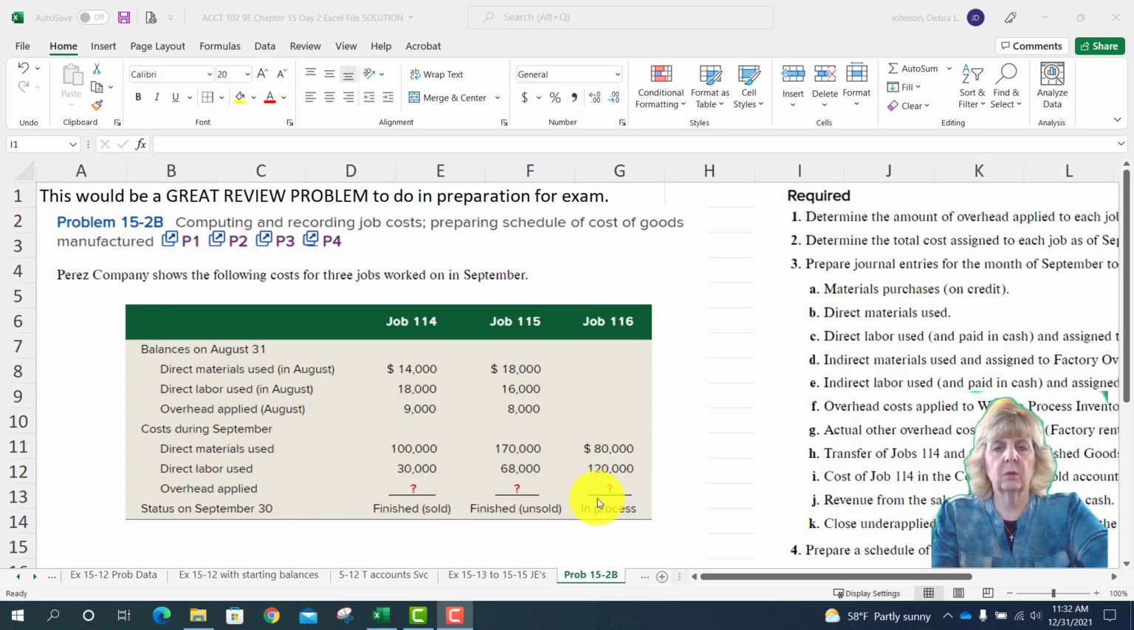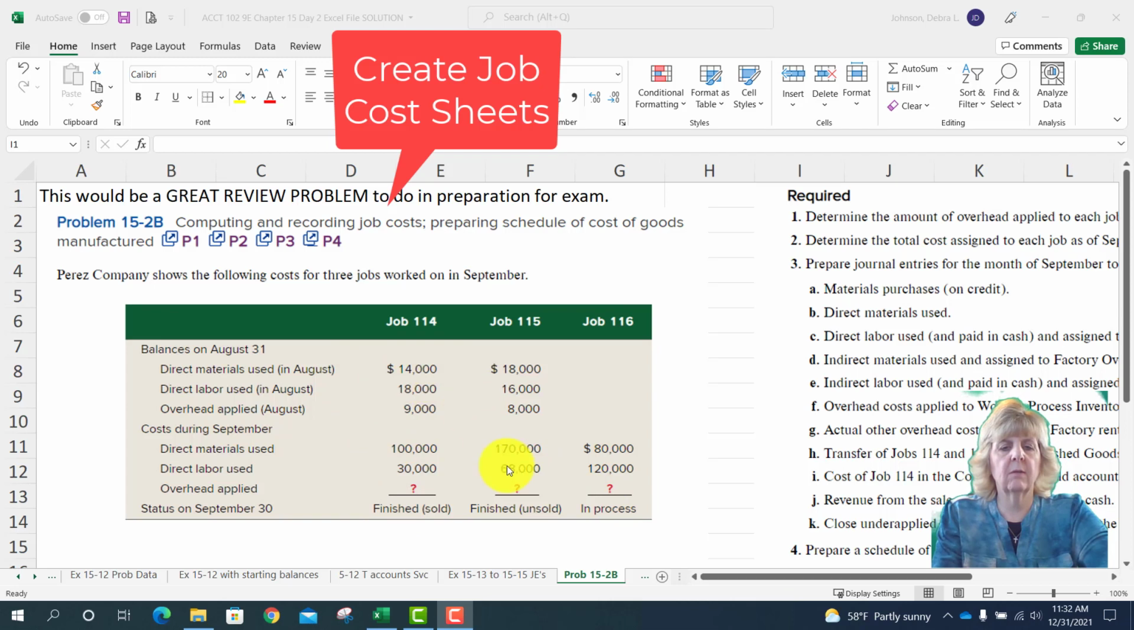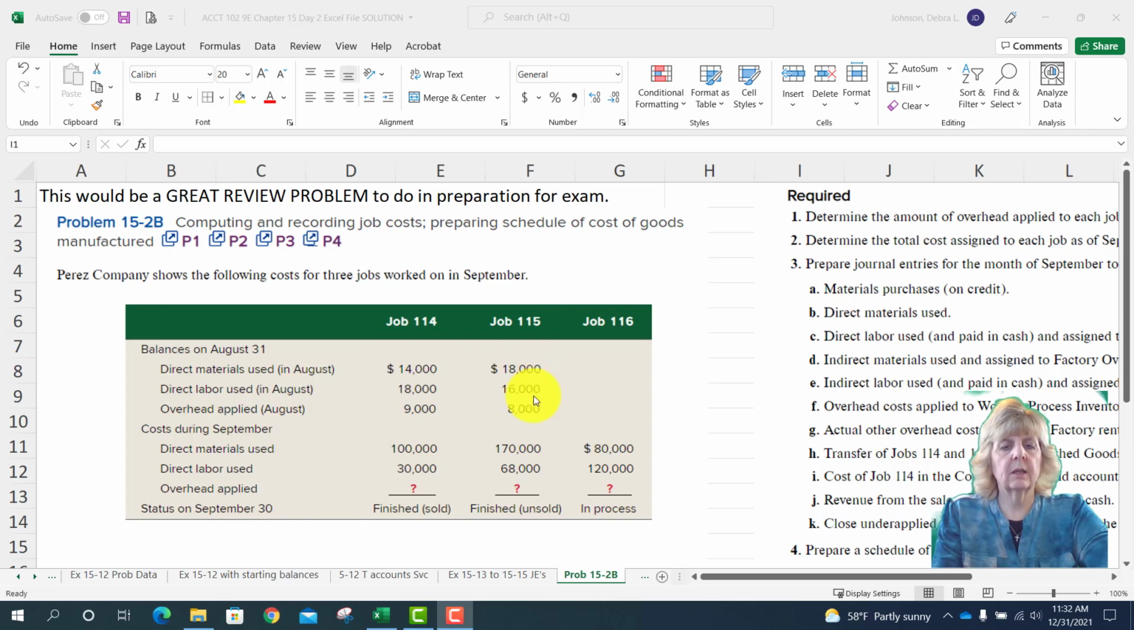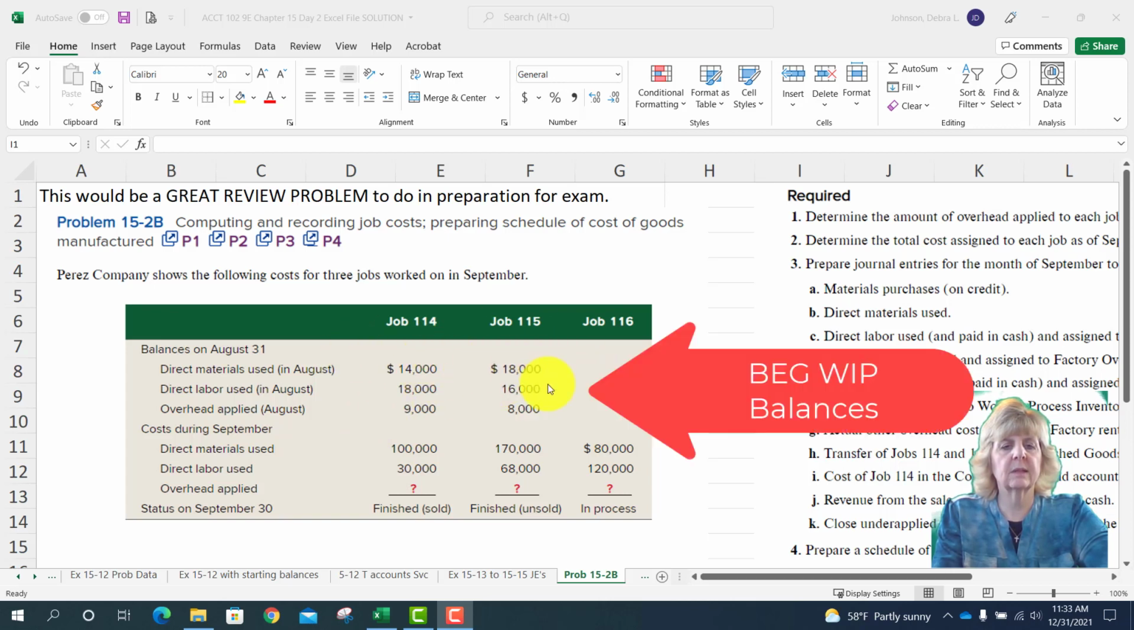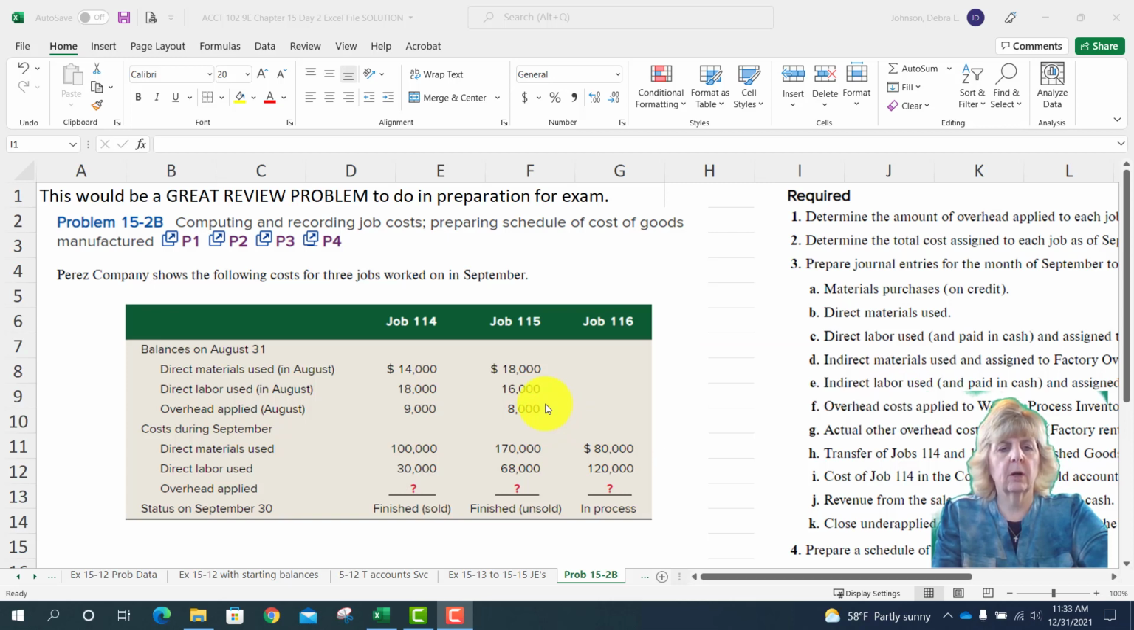What I would encourage you to do to start this problem off is to look at the T account costing sheet and create 3 separate job cards with the given information on it. Let me go through this given information. 2 out of these 3 jobs were started in a previous month. You'll notice that they came into the month of September with work in process costs from the previous month. So these will be our beginning work in process balances that will help support the beginning WIP account as well as the job cost cards.